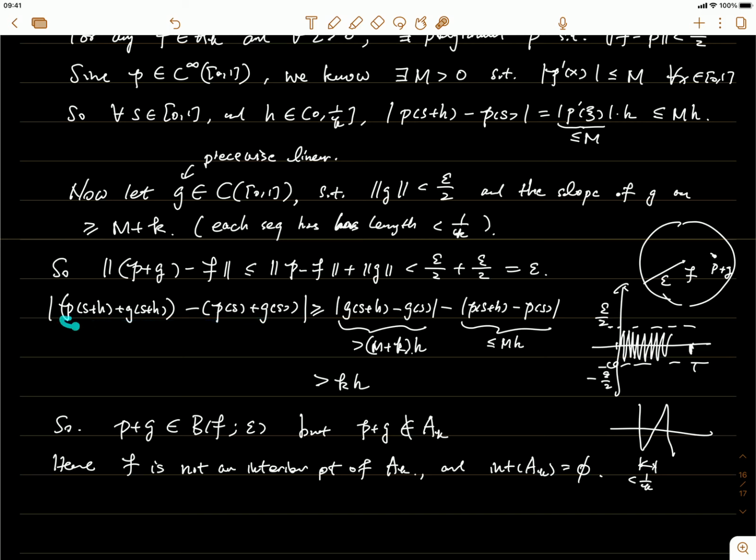And that means this p plus g function is actually in AK complement, or p plus g is not in AK. But at the same time, p plus g is some point near the f. So we show that this f is not an interior point. Okay, and that means the set of interior points of AK is empty.